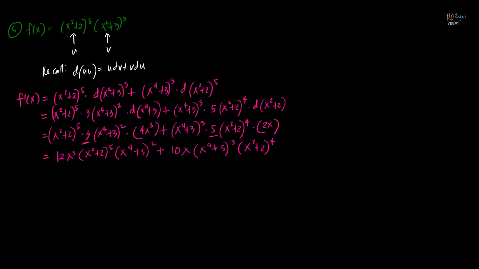Now, we'll have to look for the common factors. We only have 2 terms, right? This is the first term, this is the second term. So between the 2 terms, we'll have to look for the common factors. For the constants 12 and 10, the common factor is 2, right? So let's factor out 2. And then for x cubed and x, the common factor is just x. So let's factor out x from the 2 terms.